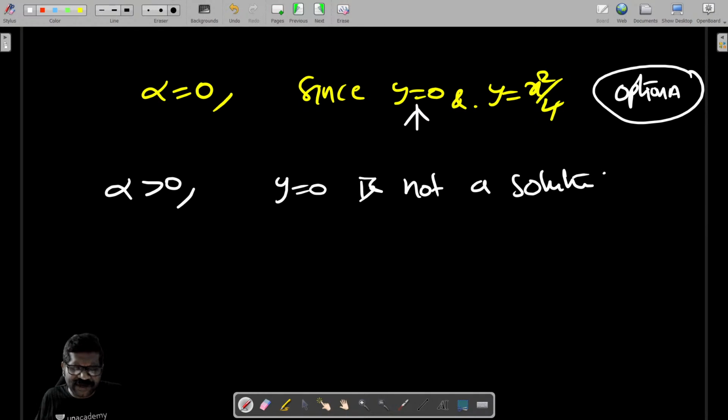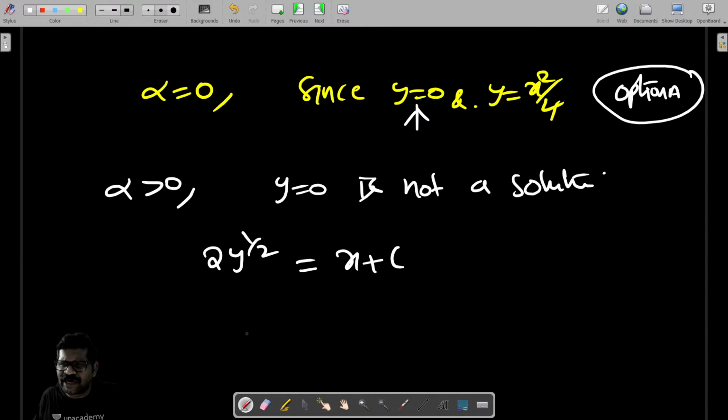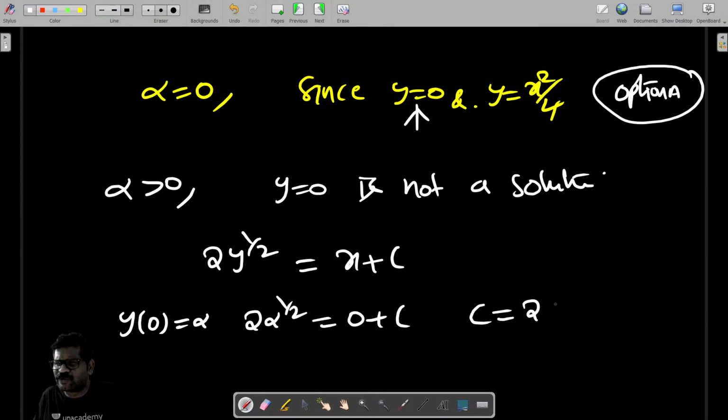Now I am going to verify. 2 into y power 1 by 2 plus 2 into y power 1 by 2 equal to x plus c. So here y of 0 equal to alpha, if you substitute, 2 into alpha power 1 by 2 equal to 0 plus c. C equal to 2 into alpha power 1 by 2.